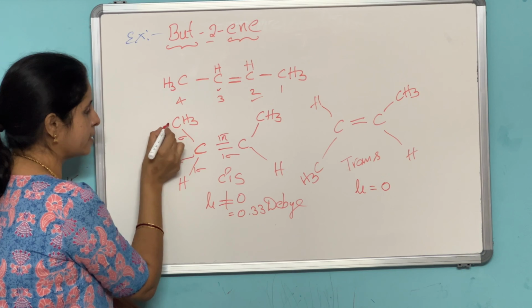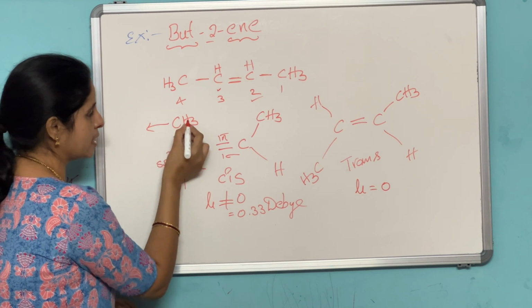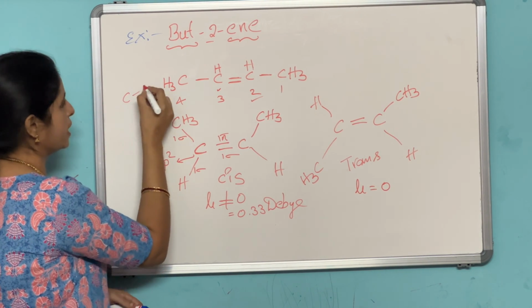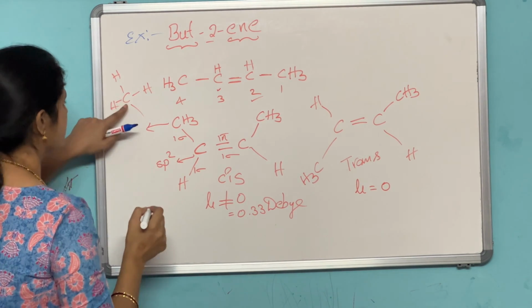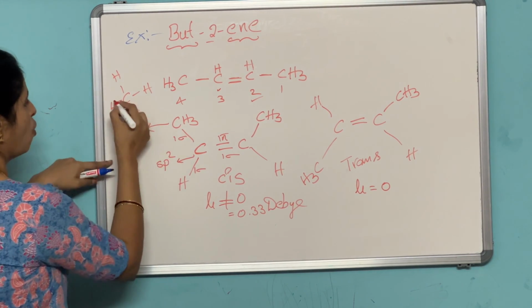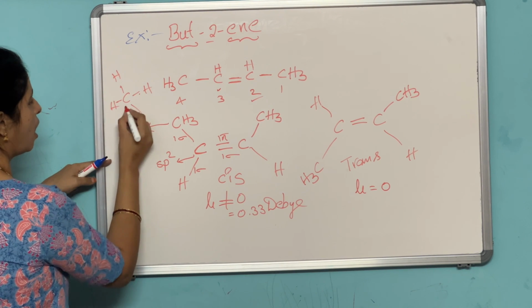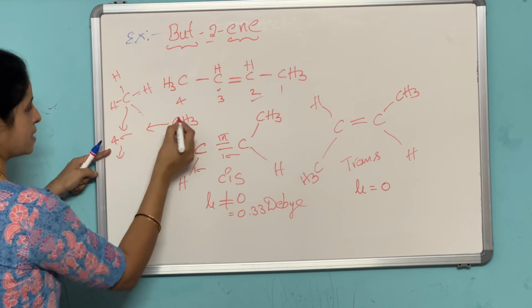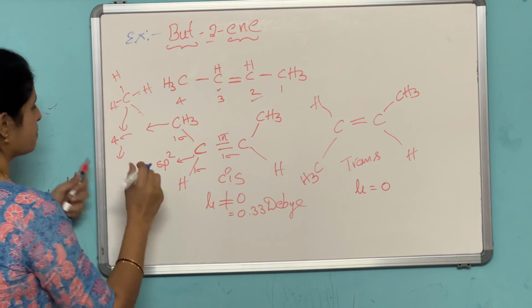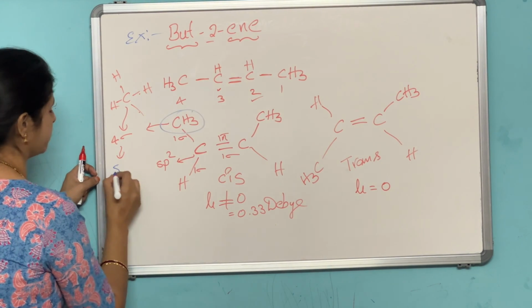And now you look at this carbon atom. So here there are 3 hydrogen atoms. So here I will elaborate this CH3 and write it here. This is the CH3. 1, 2, 3, 4, all are sigma bonds. 4 sigma bonds means this methyl is sp3 hybridized.